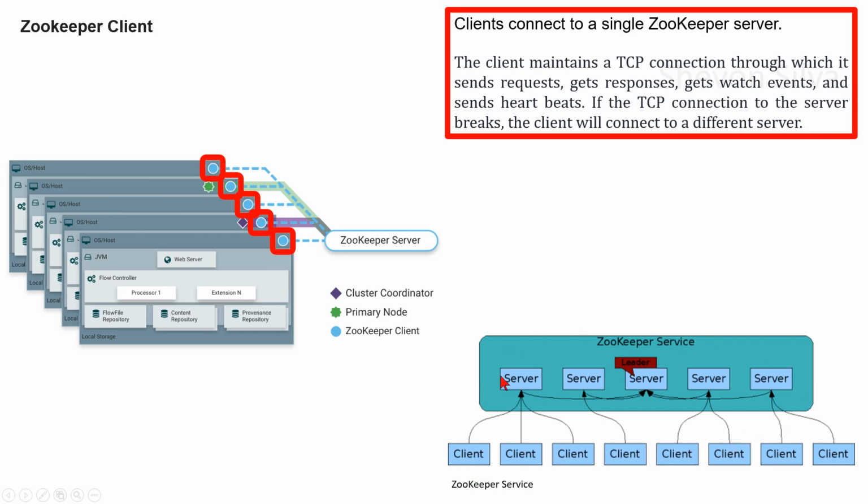Here you can see a Zookeeper service, and in the service there's a leader here, and you can see the servers here. This is connected to another server, this is connected to another server, and you can see clients. Each client is connected to a server here.